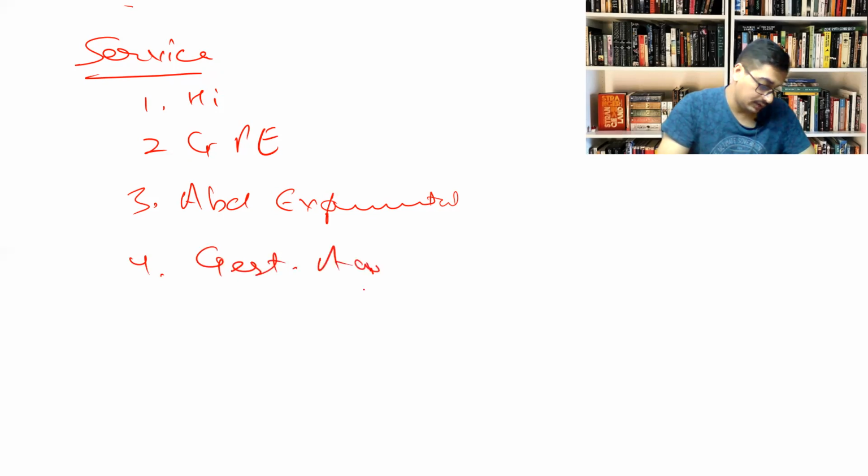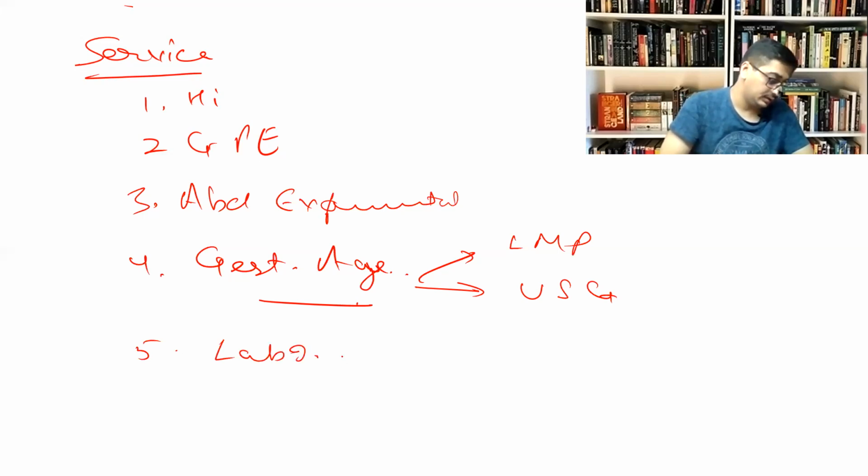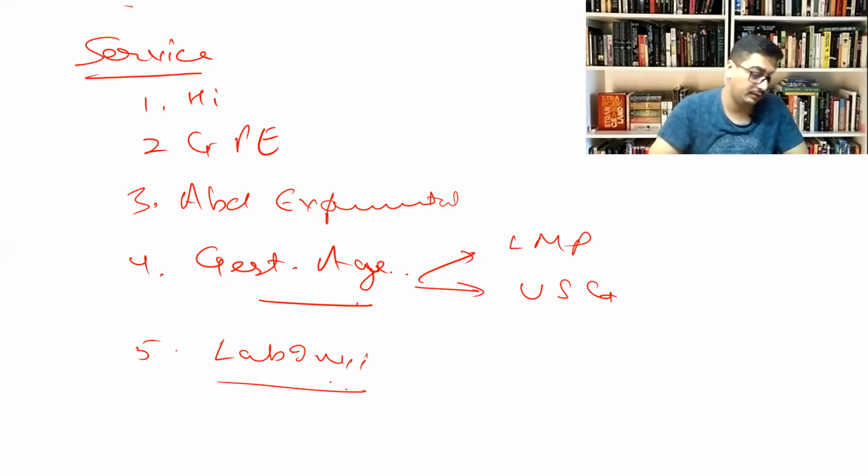So gestational age, we can go for the LMP method. Then we can go for the ultrasonography method in order to know the gestational age of the female. Then we have to order lab investigations, and so these are the various services that we have to provide to the female.